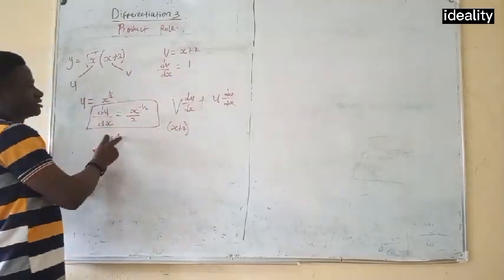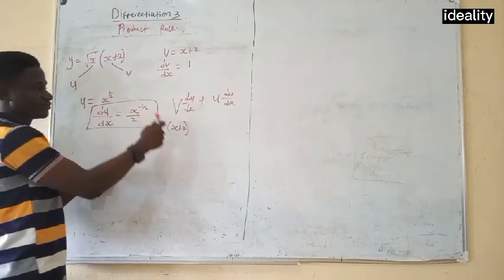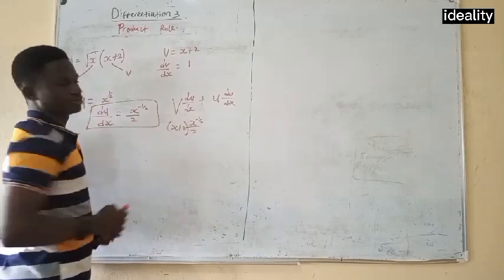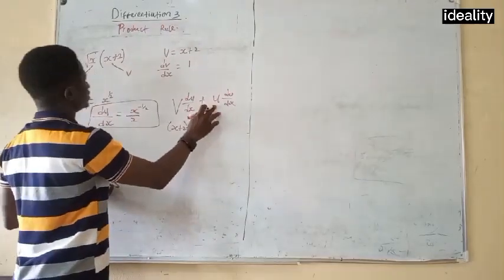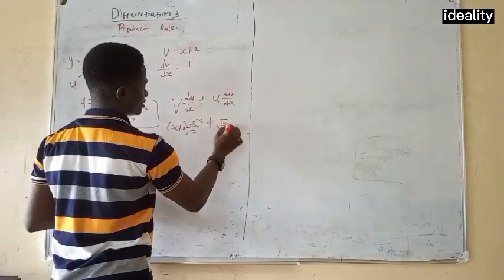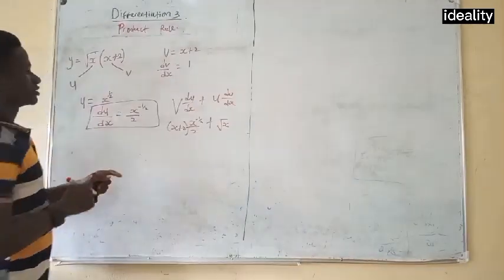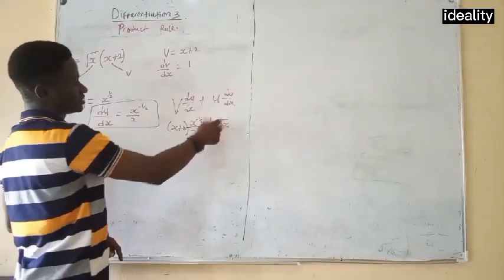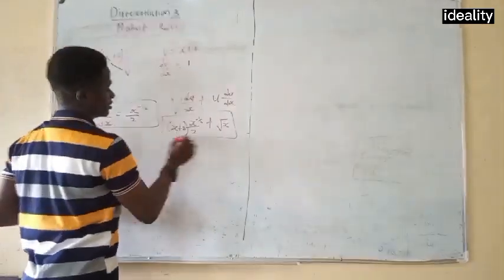du/dx is x to the power minus 1 over 2, over 2. Plus, what is my u? My u is the square root of x, times dv/dx. dv/dx is exactly 1. So 1 times this is this. This is my final answer.